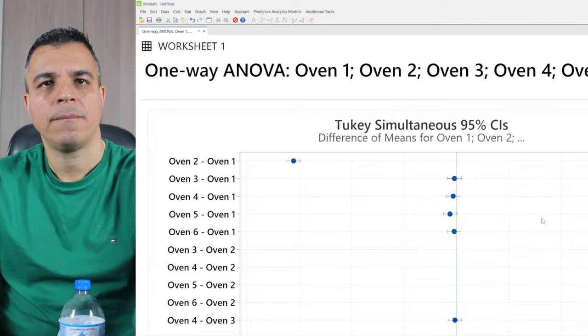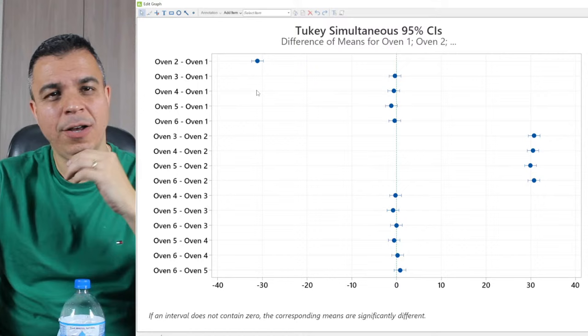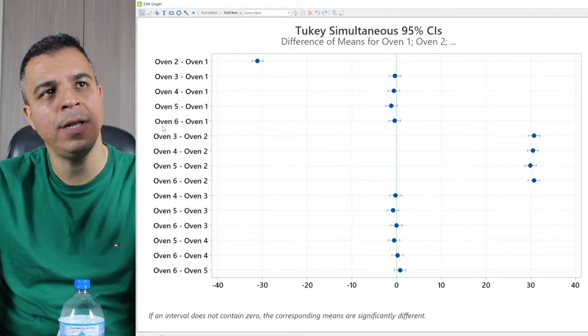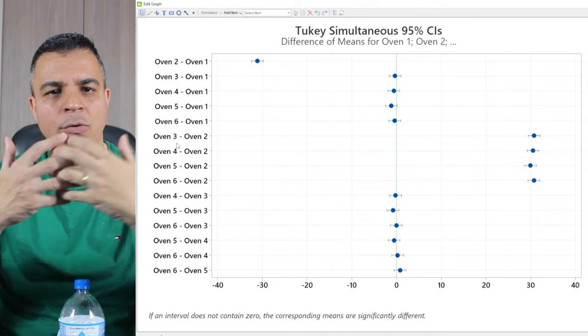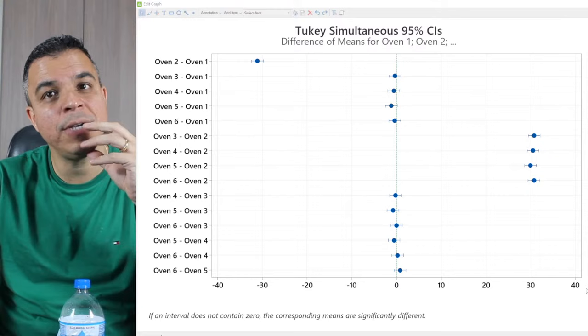And so this is very powerful, because I have a kind of pairwise comparison. I have oven 2 versus oven 1, oven 3 versus oven 1, oven 4 versus oven 1, oven 5 versus oven 1, oven 6 versus oven 1. Are we on the same page? We are crossing in pairs all ovens. Type here in our chat if we are together, please.